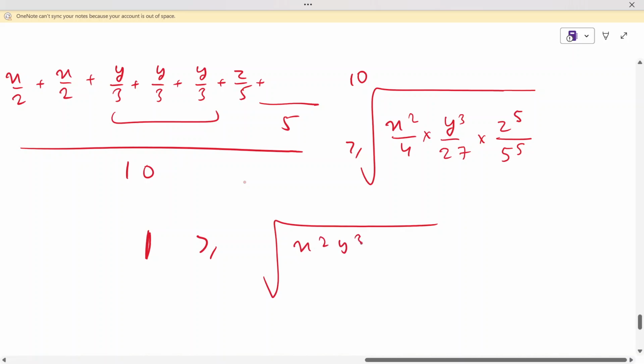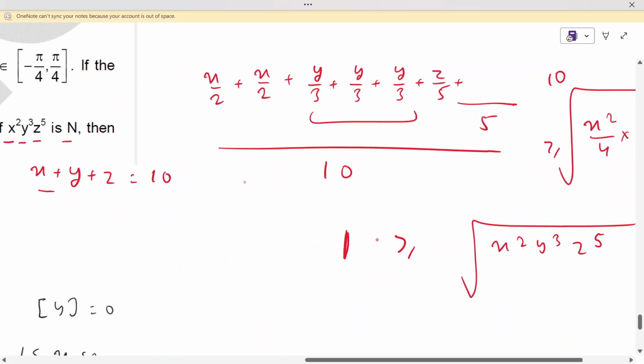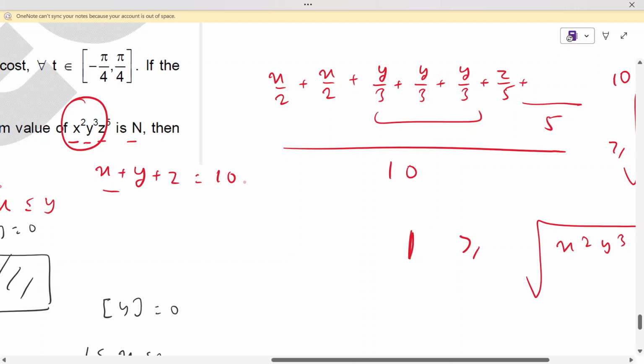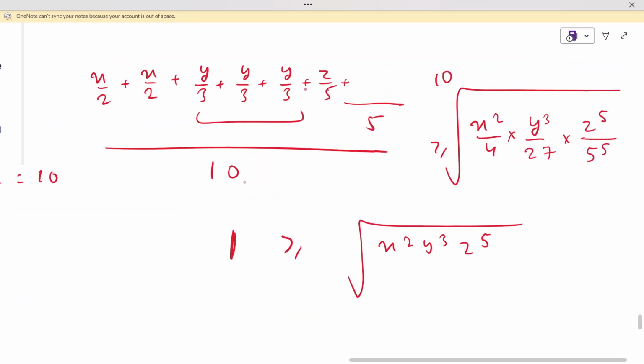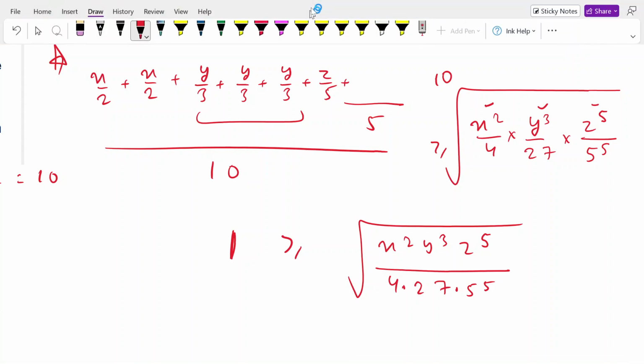x square... Because I need this maximum value, so I need to divide by the power 5. So I should write z 5 times, then we get it using AM-GM, right? That's why z by 5, z by 5, z by 5. Now 4, 10. Got it? And when you use AM-GM after that, you will get these terms, x square y cube z to the power 5. So I just divided by them.